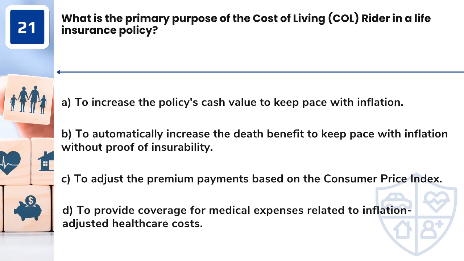Question 21. What is the primary purpose of the cost of living (COL) rider in a life insurance policy? A. To increase the policy's cash value to keep pace with inflation. B. To automatically increase the death benefit to keep pace with inflation without proof of insurability. C. To adjust the premium payments based on the Consumer Price Index. D. To provide coverage for medical expenses related to inflation-adjusted healthcare costs.